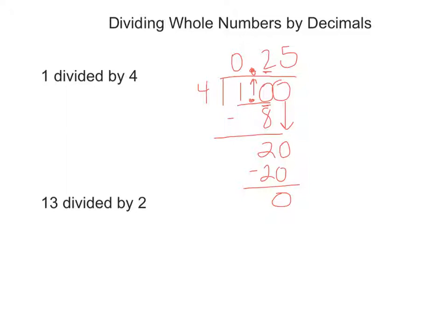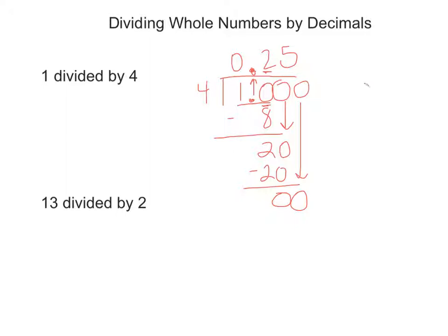And if I wanted to, I could add another 0 and just keep bringing them down, and I know my next answer would be 0. So 1 divided by 4 is 25 hundredths, and I know this makes sense because if I have $1, I can break that up into 4 quarters.